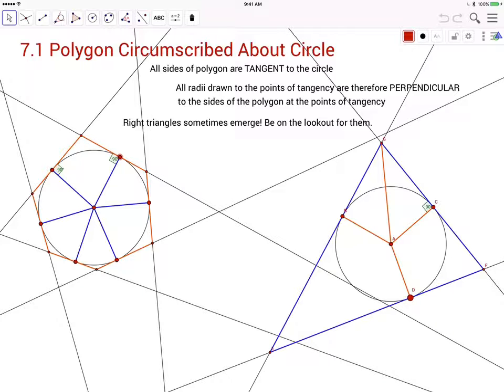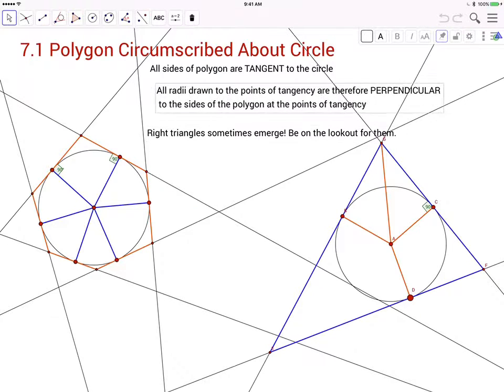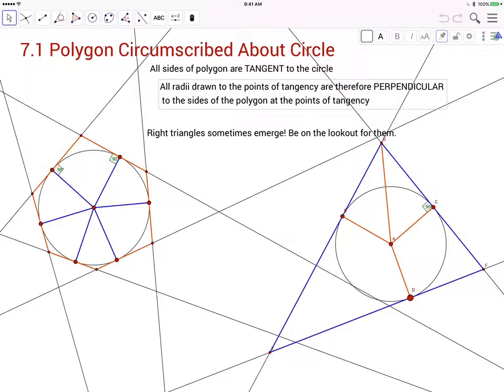And that's what happens. We have to be looking out for 90-degree angles. We need to remember that the point of tangency is always perpendicular to the radii, and that the sides of the polygon are always tangent to the circle, and we'll talk more about circles coming up later.